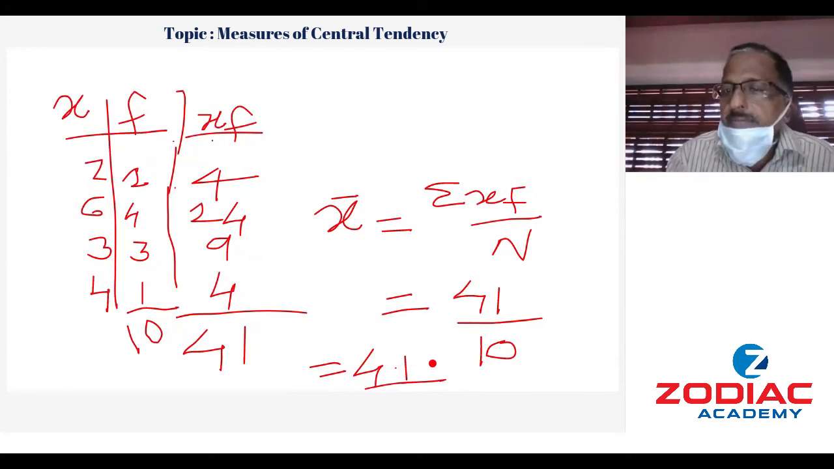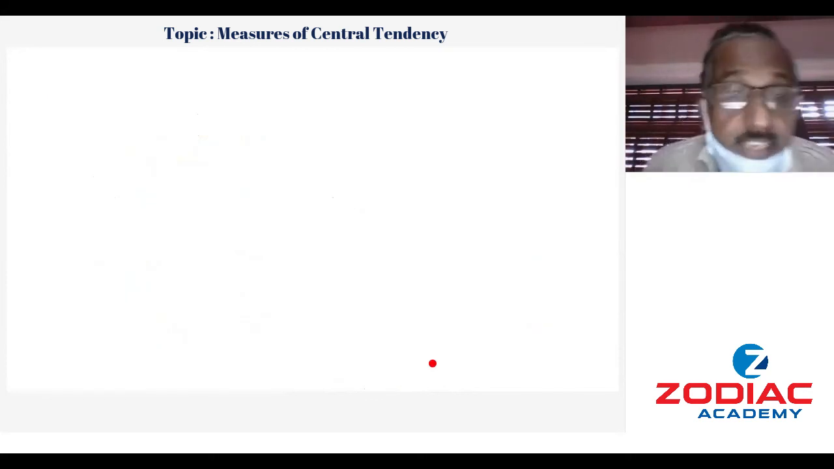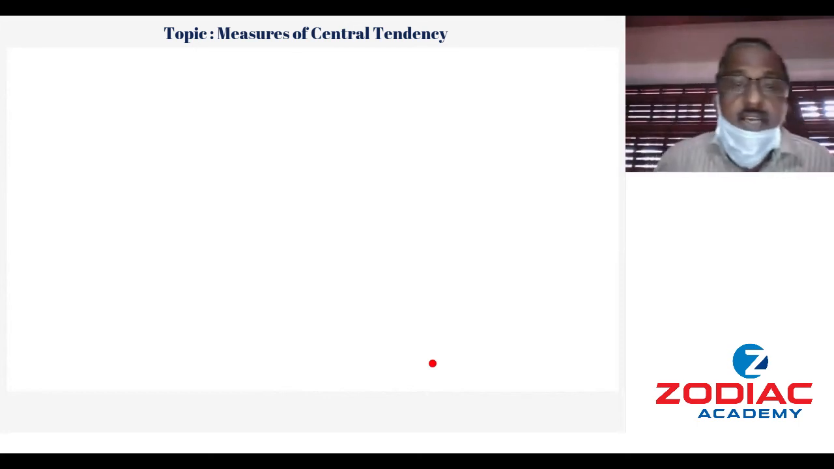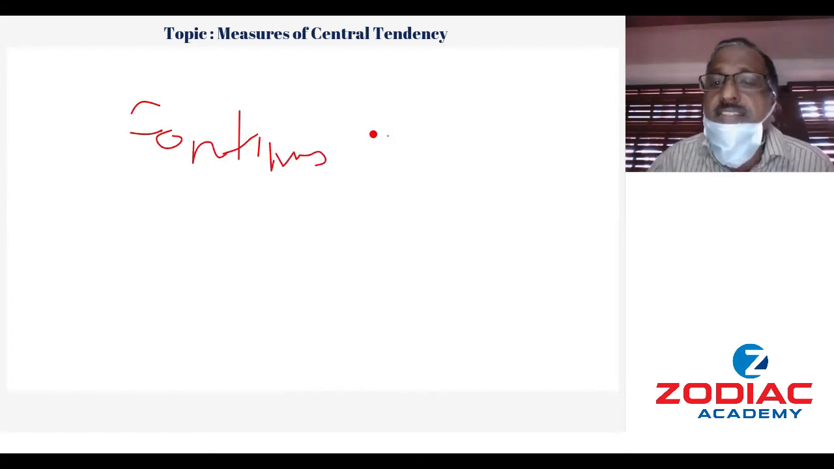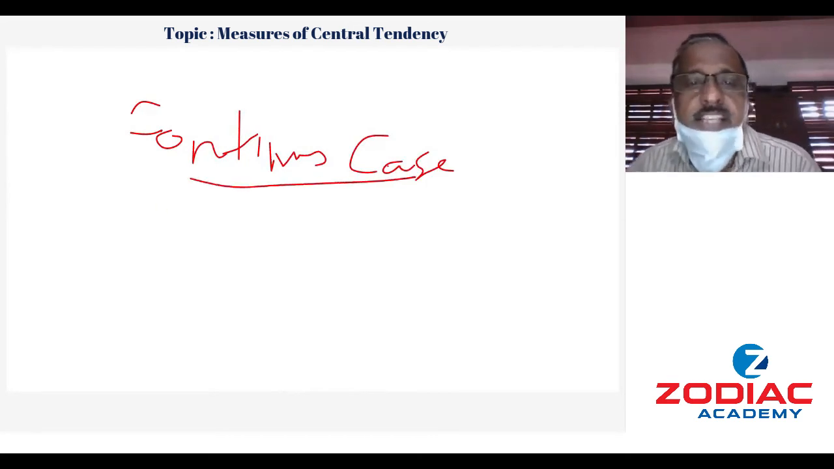Then the third case. There are three cases in the arithmetic mean. The third case is the continuous case. So there are three cases already discussed: the first case is the individual case, the second case is the discrete case, and the third one is the continuous case.